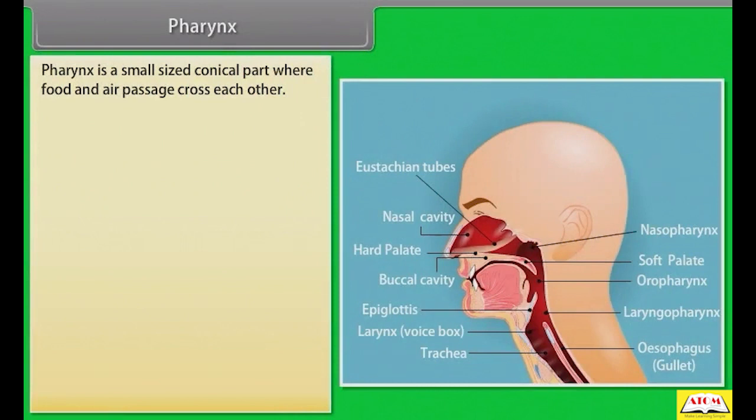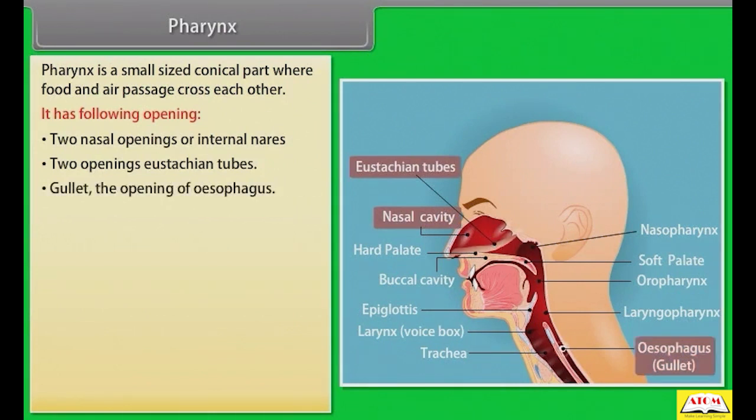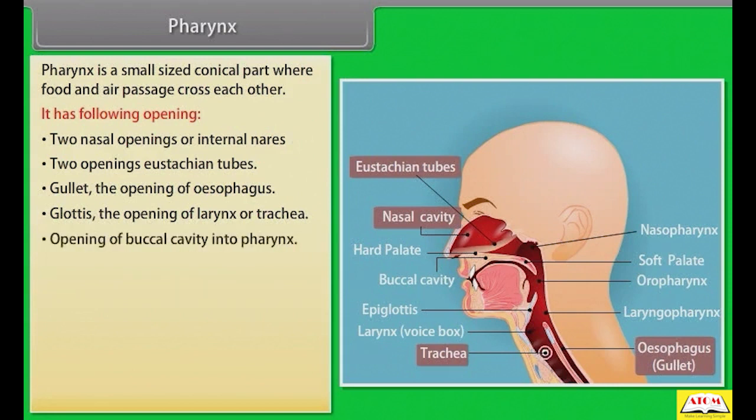Pharynx. Pharynx is a small-sized conical part where the food and air passages cross each other. It has the following openings: two nasal openings or internal nares, two openings of Eustachian tubes, gullet, the opening of the esophagus, glottis, the opening of the larynx or trachea, and the opening of the buccal cavity into the pharynx.